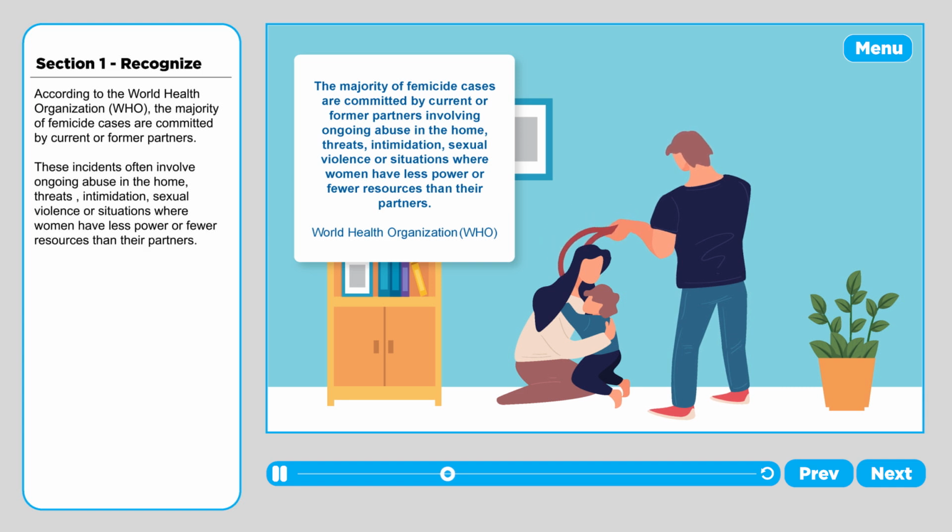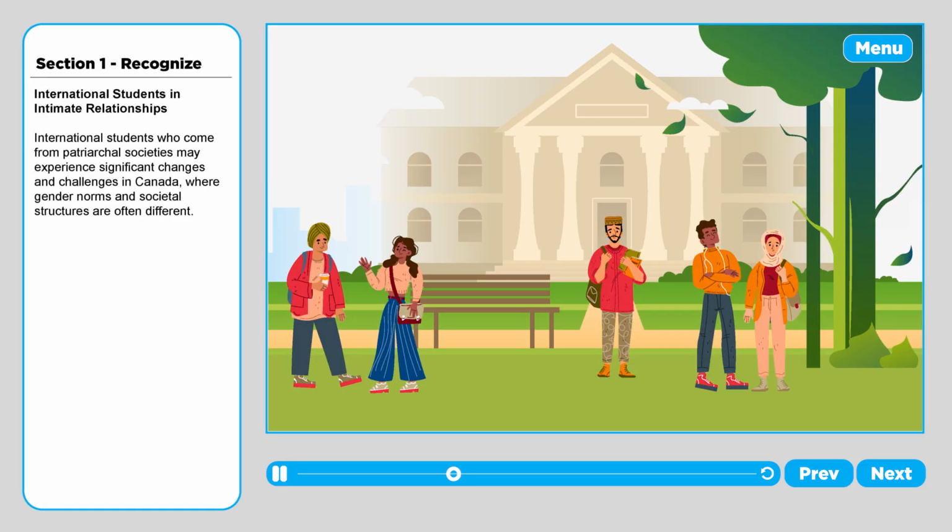According to the World Health Organization, WHO, the majority of femicide cases are committed by current or former partners. These incidents often involve ongoing abuse in the home, threats, intimidation, sexual violence, or situations where women have less power or fewer resources than their partners.